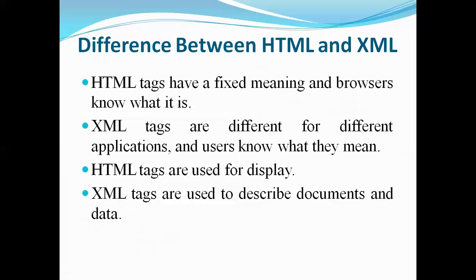Next, let us know what is the difference between HTML as well as XML. The HTML tags have a fixed meaning and the browsers know what it is. We already used a few tags like the p tag. The name itself tells that it is paragraph, so it is used only for displaying the content in a paragraph. Heading tags we can make use of to display the headings or some text in terms of headings.